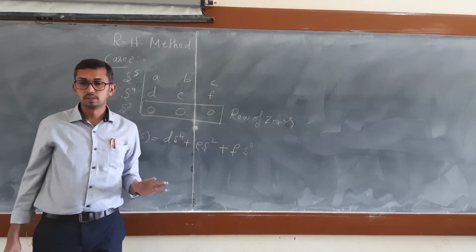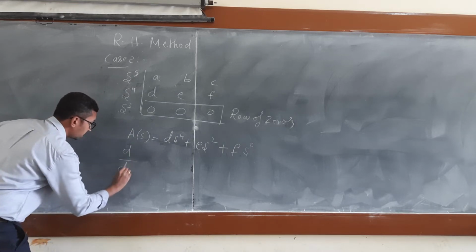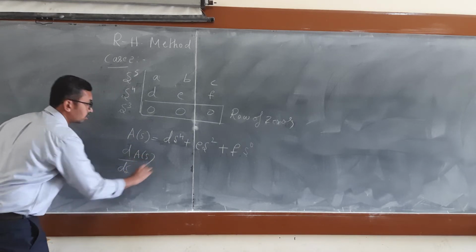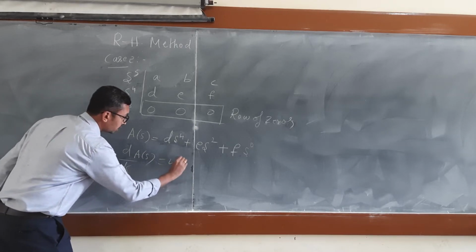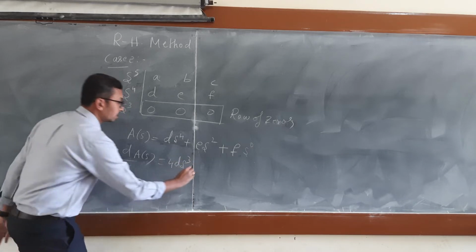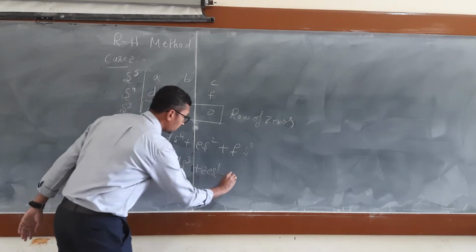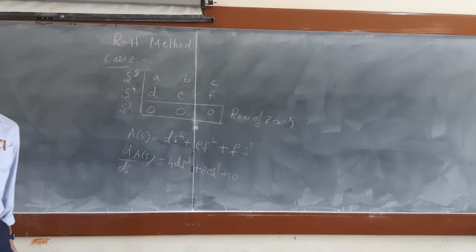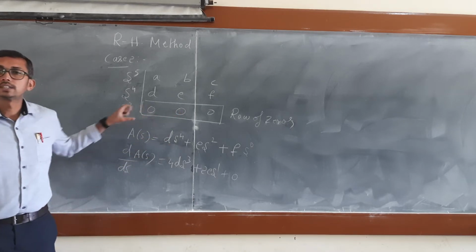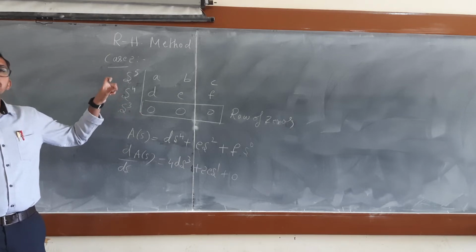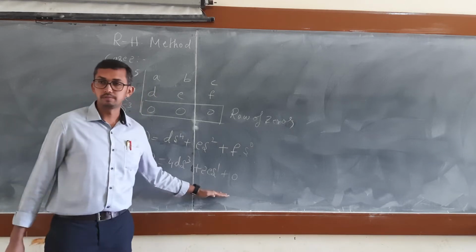This one is called the auxiliary equation. Now I am going to differentiate this equation, that is d by ds of this auxiliary equation. What is it after differentiation with respect to s? This will be 4d s to the power of 3 plus 2e s to the power of 1. So this is how I consider the auxiliary equation and differentiate it with respect to s. I am going to get this equation.